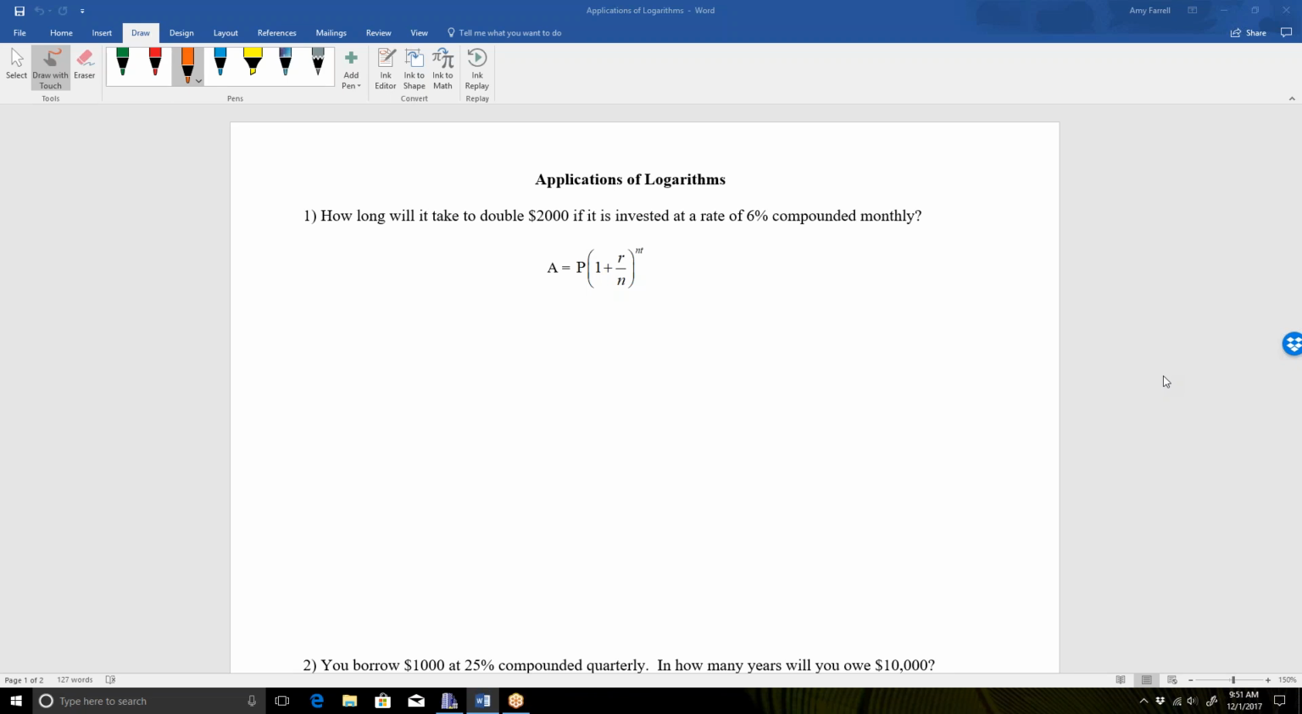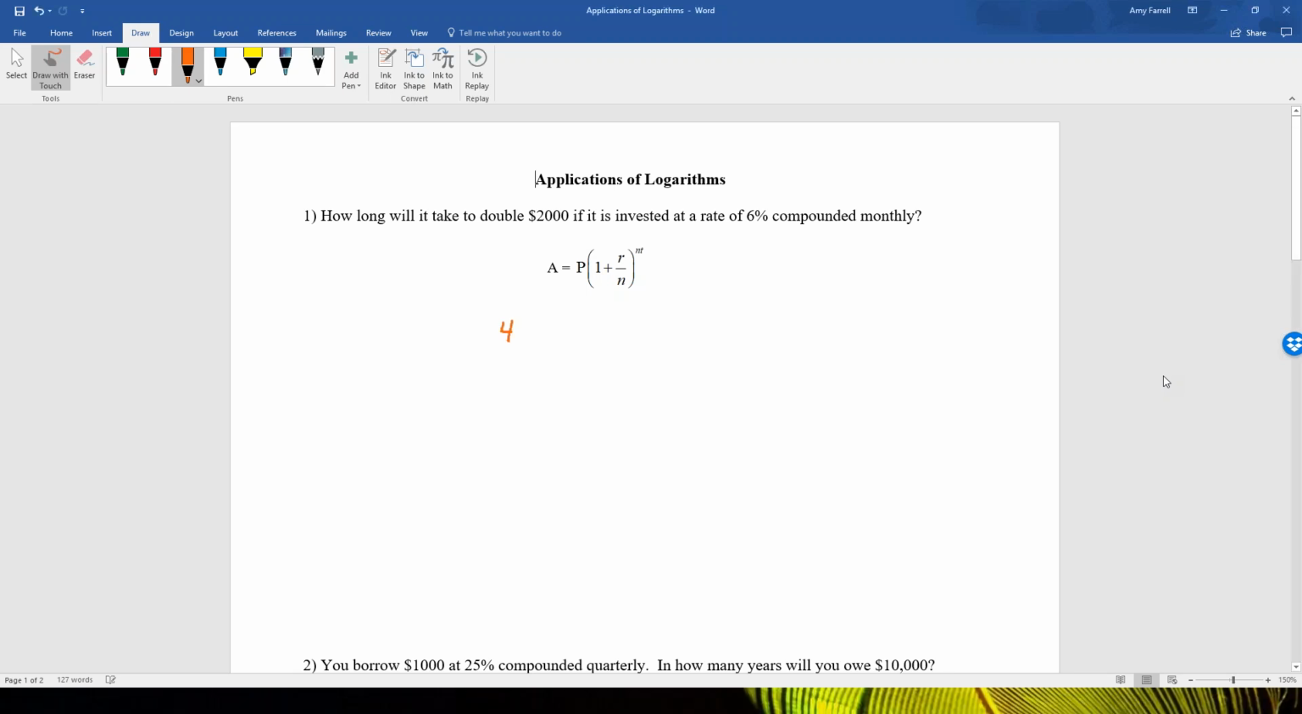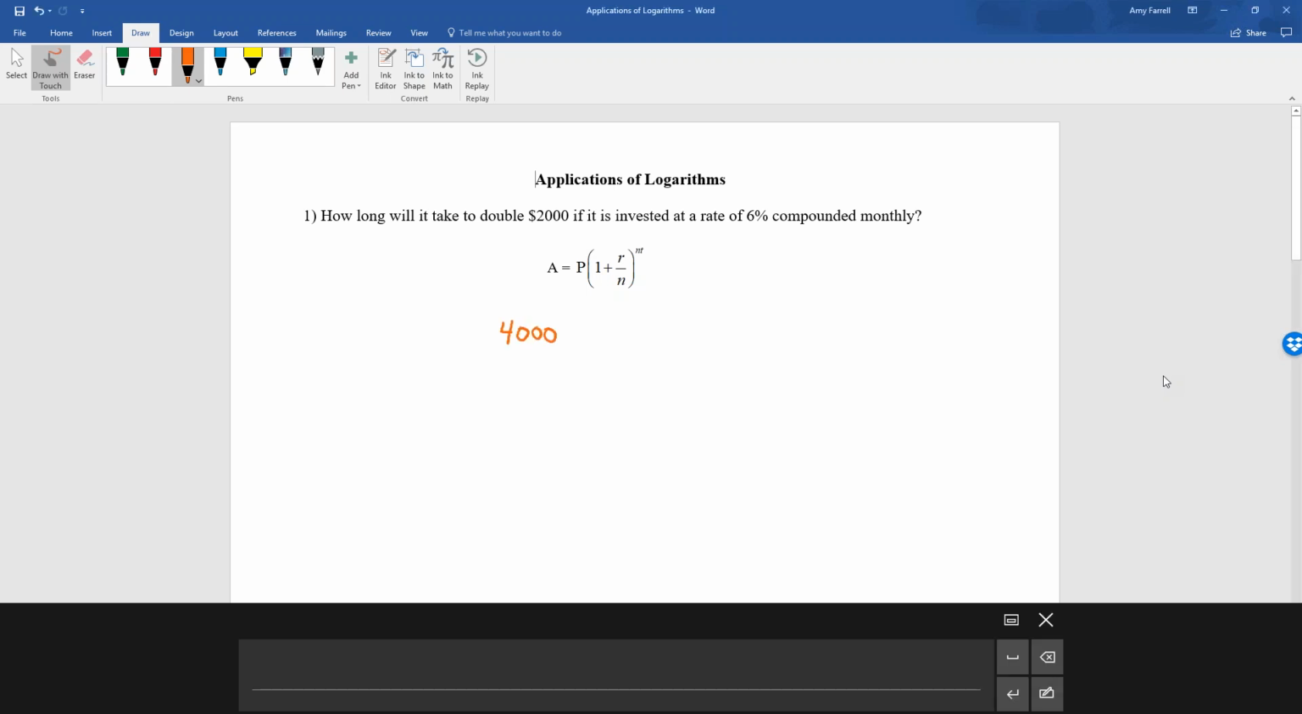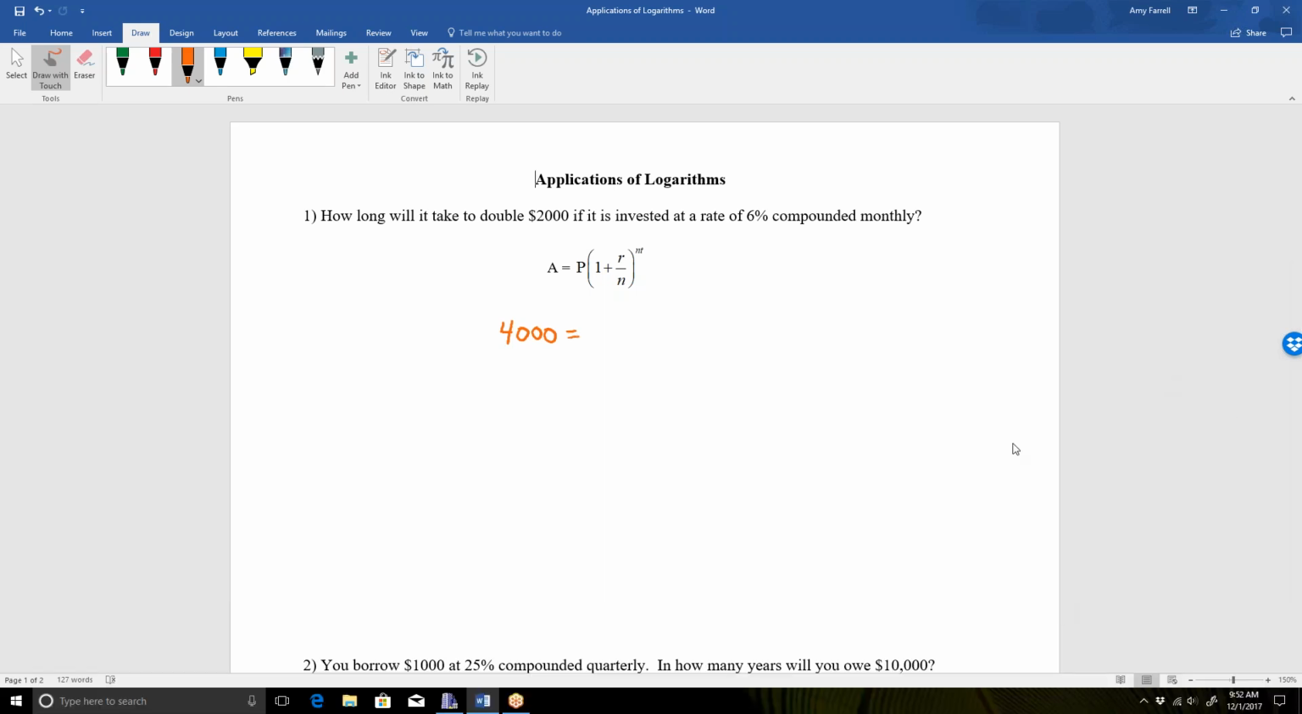I've given a formula here that we use when interest is compounded n times per year. This is not a formula that you need to memorize, although you do need to know what each of the variables represent. Okay, so if we want to double our money, then our ending amount should be $4,000. That is twice 2,000. The principal is given as 2,000.